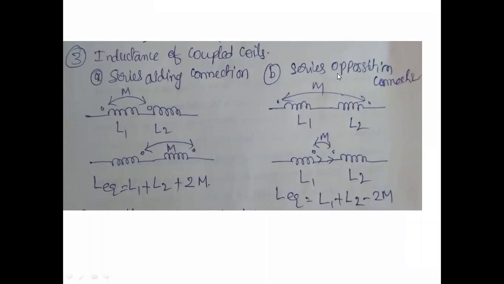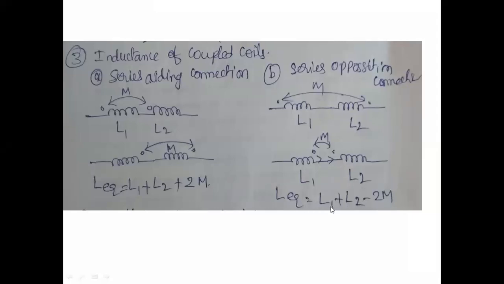And coming to the next one, series opposition connection. In this case, you can observe that one dot is at the starting of the coil and another dot is at the end of the coil. In such a situation, there is an opposition of the flux. The generation of the first flux is opposed by the generation of the second flux. That's why we get the minus sign.